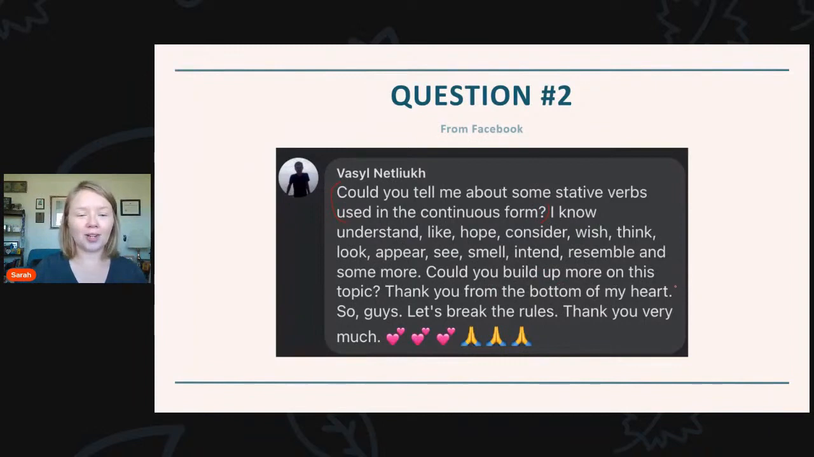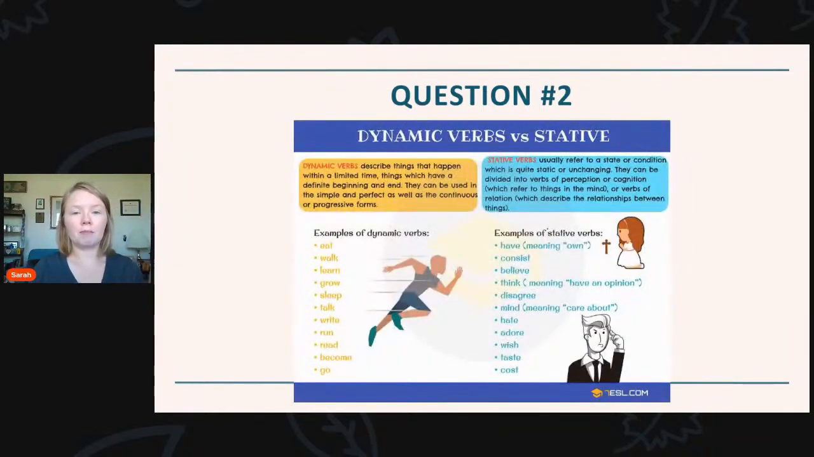Thank you from the bottom of my heart, of course, and I would love to answer this question. So let's talk about stative verbs. What does that mean? And we'll look at them in the continuous form. This is a very good and kind of higher level grammar question. So stay tuned, guys, for the answer.